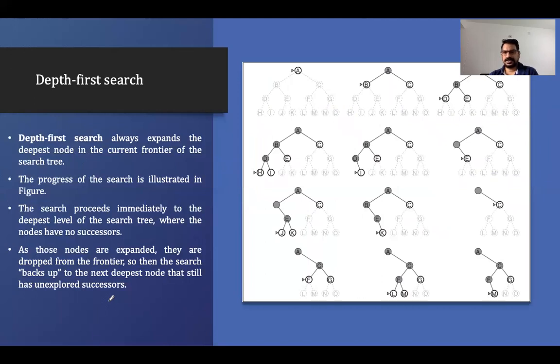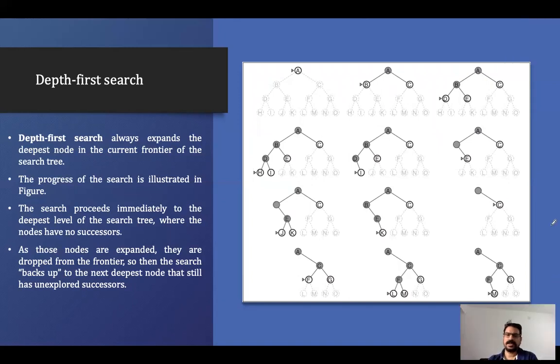Let's see depth first search. Depth first search, as the name suggests, will go one depth at a time, and will go on the depth till we get the solution. So the depth first search always expands the deepest node in the current frontier of the search tree.